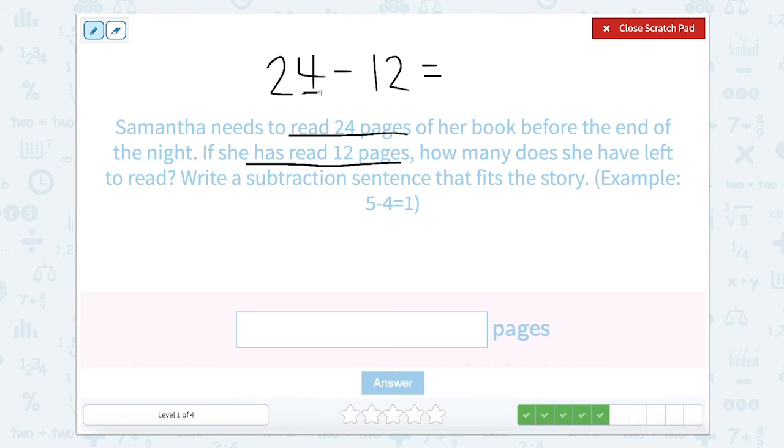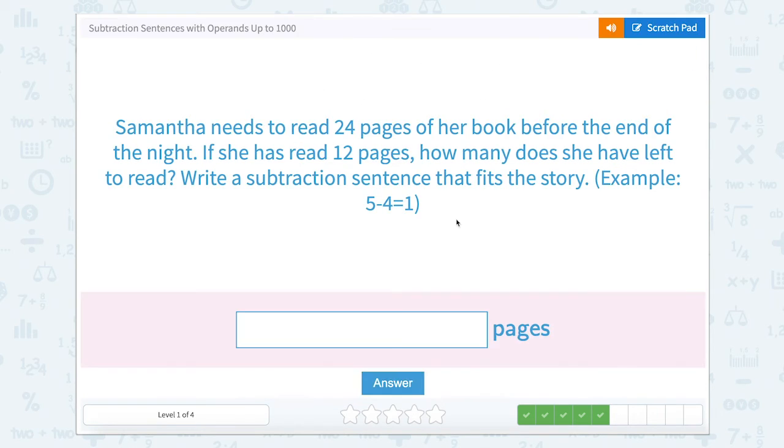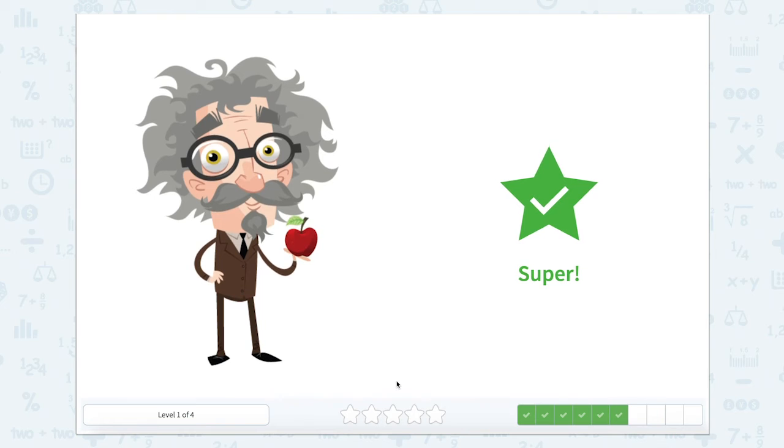Well, let's start with our ones. We have 4 ones, and we're going to take away 2 ones. So 4 minus 2 is 2, and 2 tens minus 1 ten equals 1. So 24 minus 12 equals 12. So Samantha has 12 pages left to read.